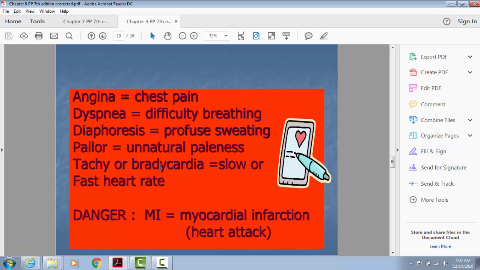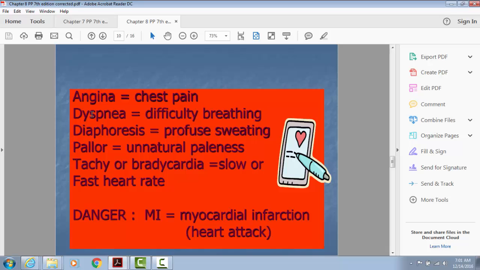The next thing that the book talks about is a myocardial infarction. A myocardial infarction is basically just a fancy name for a heart attack. And so, symptoms that a patient may have if they're having a myocardial infarction: they may have what's called angina, and that is the medical term for chest pain. Sometimes this is pain, and sometimes it's pressure in the chest.